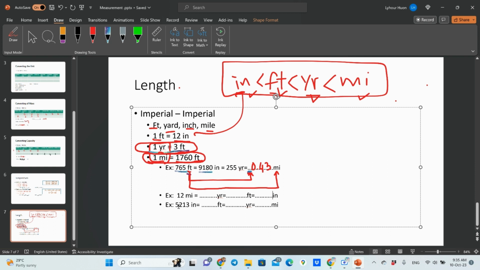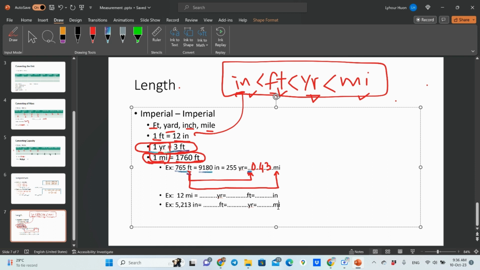And another one is 5,213 inches to feet, to yards and to miles. Okay, take it easy. This is not too hard. It's just multiplication and division, right? It's simply just multiplication and division.